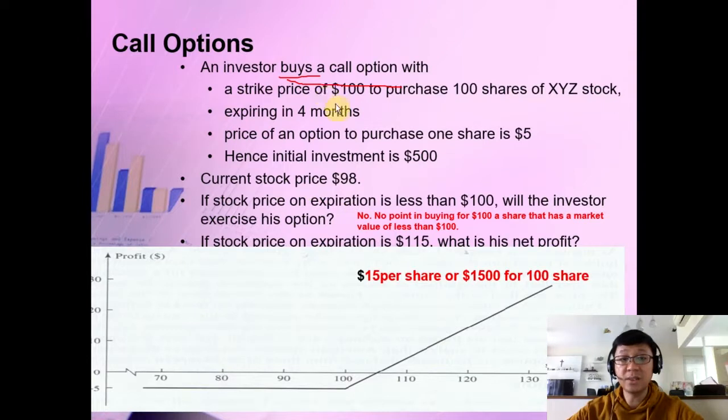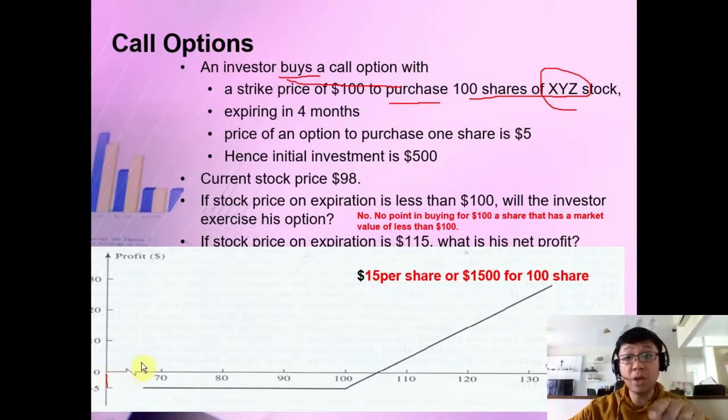So now let's take a look. This call option has a strike price of $100 to purchase 100 shares of XYZ, expiring in 4 months. The price of the option, to own this option, you have to pay $5 per share. So that's why you got this $5 offset. We're talking about call options, not buying the actual share.